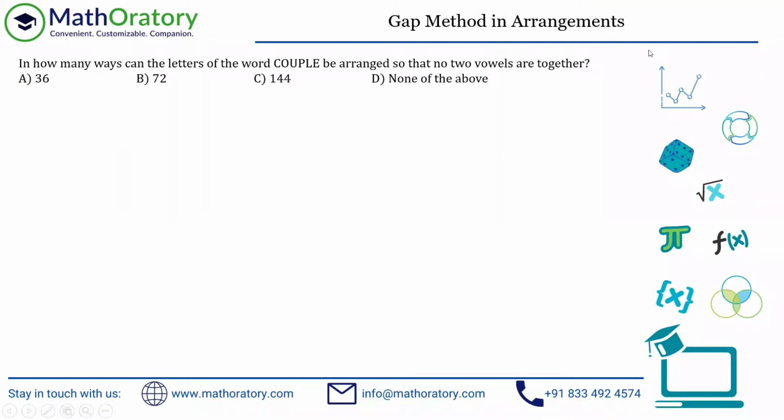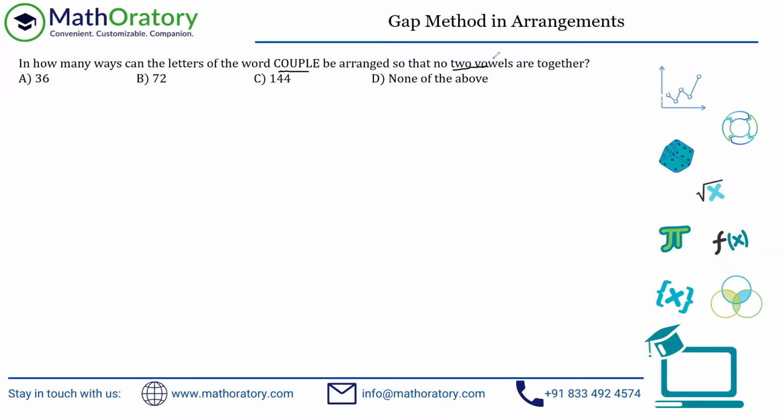Okay, so we have a PNC question here. It says how many ways can the letters of the word couple, so all are distinct by the way, be arranged so that no two vowels are together. Okay, so this is an application of the gap method when it comes to PNC. We are looking for how many ways we can arrange the letters of this word so that no two vowels are together.